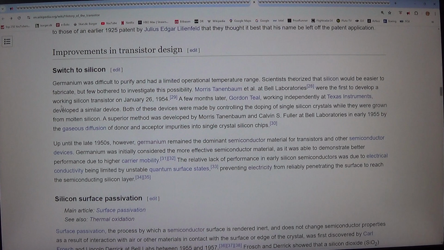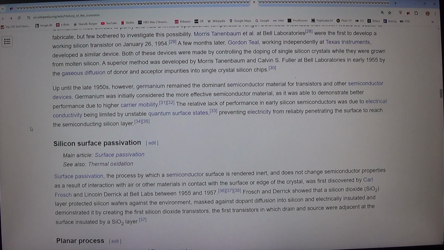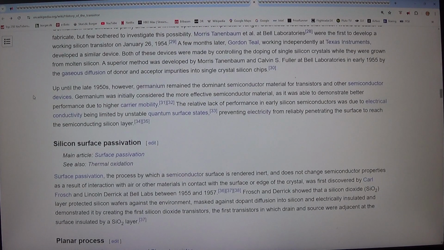Both of these devices were made by controlling the doping of single silicon crystals while they were grown from molten silicon. A superior method was developed by Morris Tanenbaum and Calvin S. Fuller at Bell Laboratories in early 1955 by the gaseous diffusion of donor and acceptor impurities into single crystal silicon chips. Up until the late 1950s, however, germanium remained the dominant semiconductor material for transistors and other semiconductor devices.